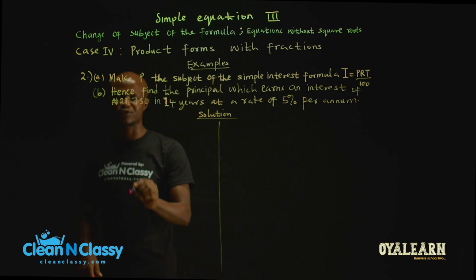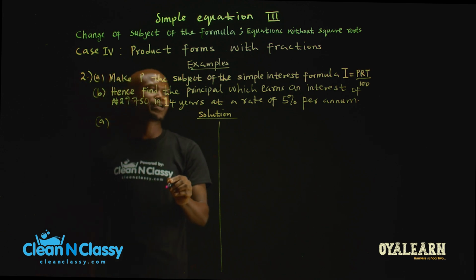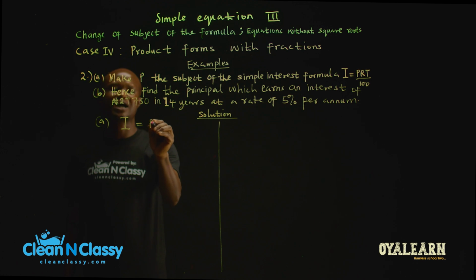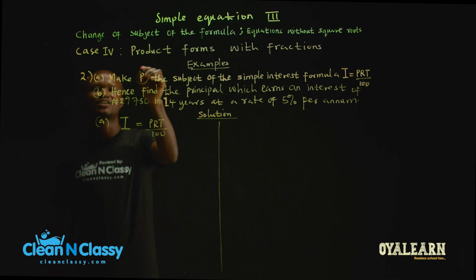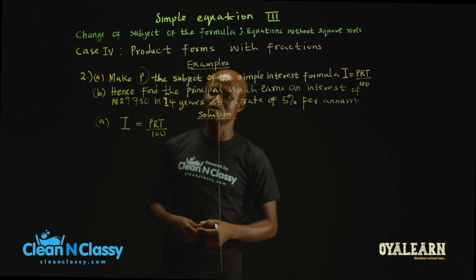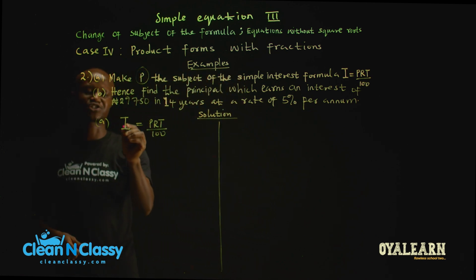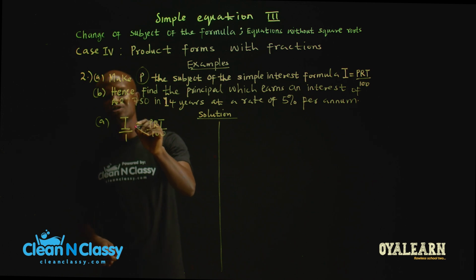Solution to the first part of the problem. From the given formula, I equals PRT divided by 100. I want to make P the subject of the formula. So the first thing to do is to write the left-hand side as a fraction. We can write this as I over 1. The next step is to cross multiply.